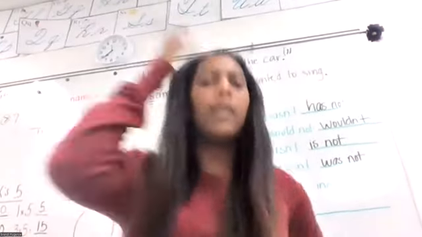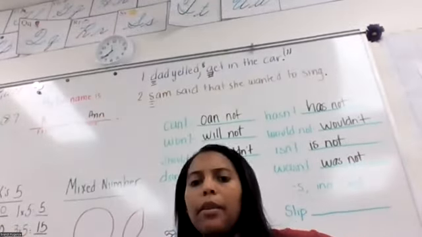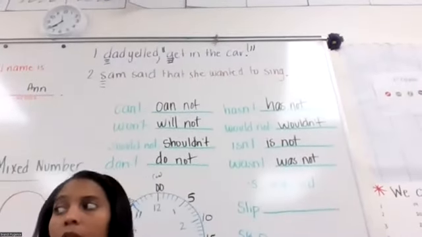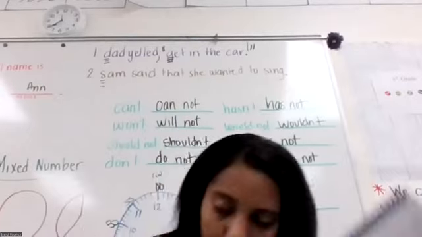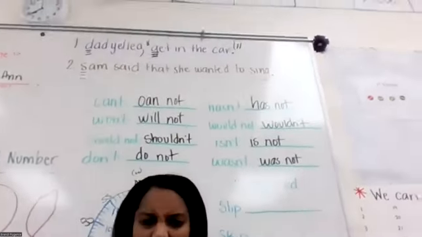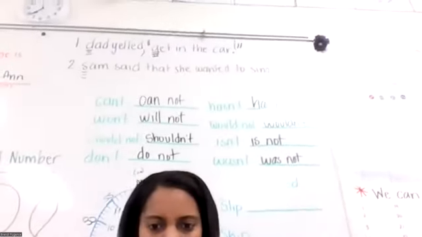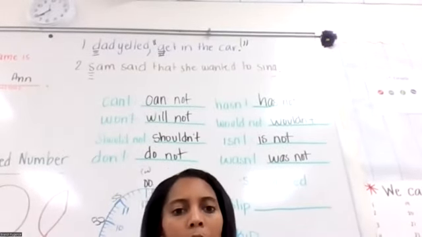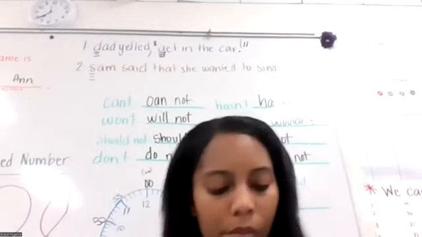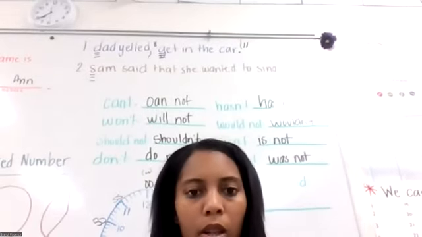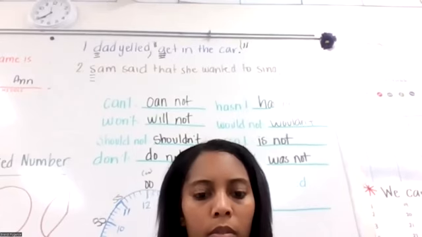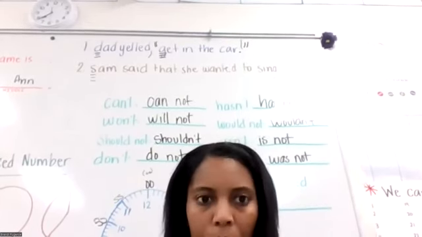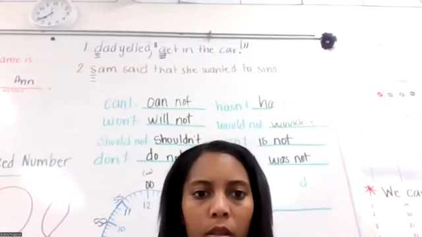All right, so let's look at list 23. Let's go over it together. All right, let's go through. Number 1 is read, R-E-A-D. 2, maybe, M-A-Y-B-E. 3, journey. Journey.